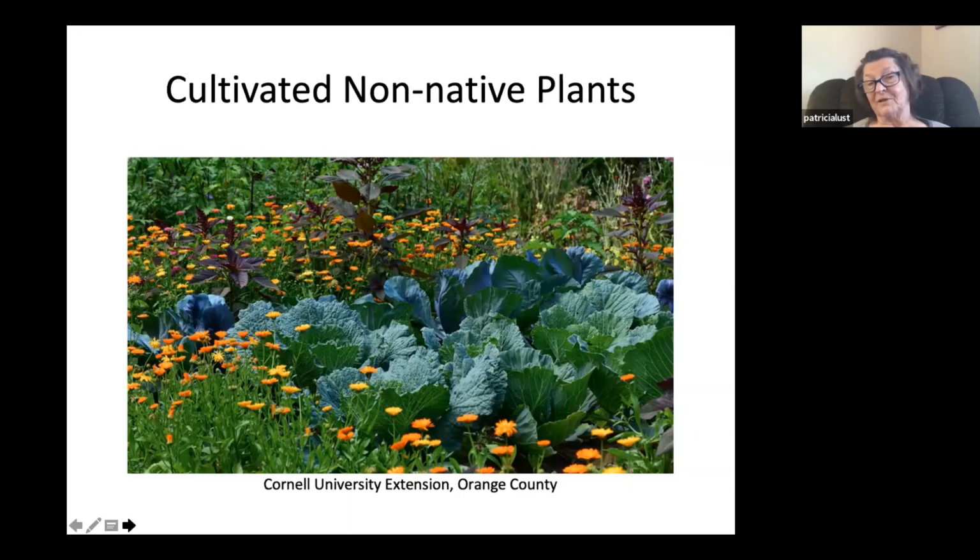I stick this in there because I just like this. It's a beautiful picture of cultivated non-native plants. You've got some brassica there. It looks like coreopsis. The red looked like maybe amaranthus. I love to grow amaranthus in my garden. It's not native to Virginia. It is native to the Americas. It is a well-known food plant in earlier times.